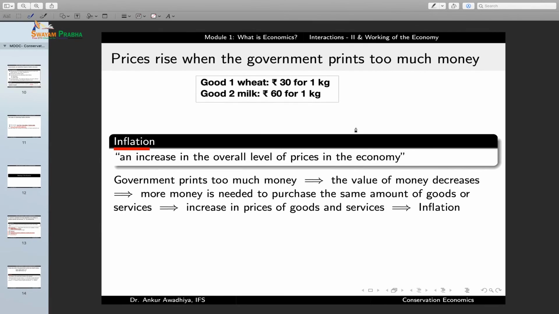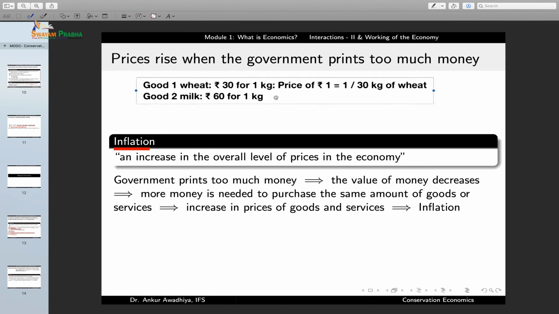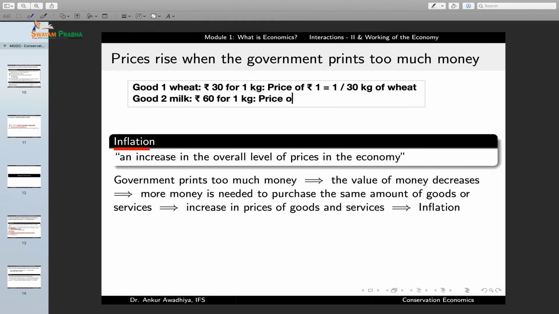We can also understand it by saying that earlier, the price of 1 rupee is equal to 1 by 30 kg of wheat, and the price of 1 rupee in terms of milk is 1 by 60 kg of milk. Now, if the money has just doubled magically because the government has printed so much money, the price of 1 rupee will go down. So, in place of 1 by 30 kg of wheat, now a person will get much less wheat.